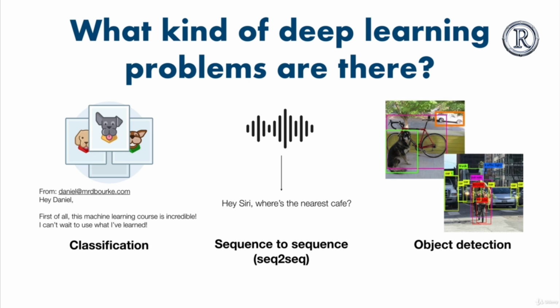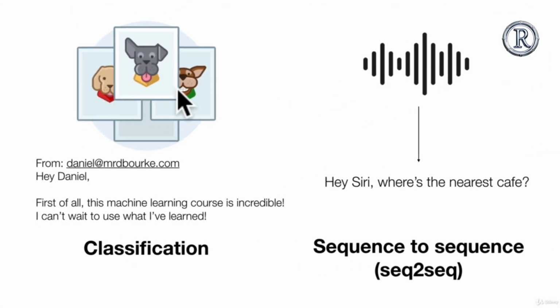Now, what kind of deep learning problems are there? Well, we've spoken about classification. We've also seen that in a heart disease project. But you might want to classify what kind of dog breeds are in an image, or whether an email is spam or not. In this case, this email is definitely not spam. Otherwise, there's a sequence-to-sequence problem, also known as seq-to-seq. This is a kind of problem that happens with Siri or Google Home or something like that. It also happens with Google Translate. It takes an audio wave and translates that into some sort of text or command.